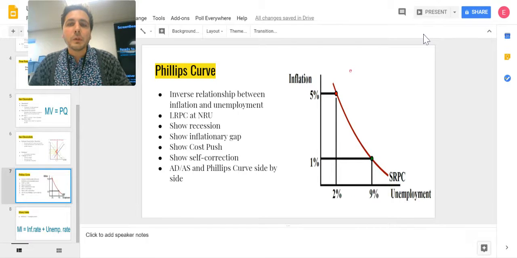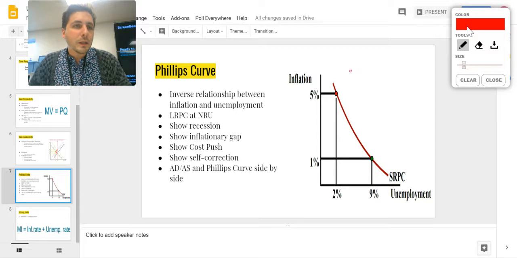You also have to be able to show cost push inflation. What is cost push inflation? Let me get a new color up here. Cost push inflation is aggregate supply shifting left. So let's say I'm right here at this point with 1% inflation and 9% unemployment. All right. Cost push means my prices went up. Inflation happened. It also means that unemployment went up. Right. Two bad things.